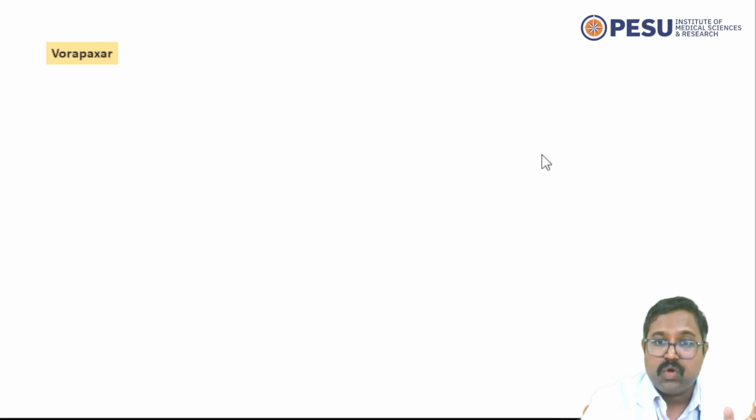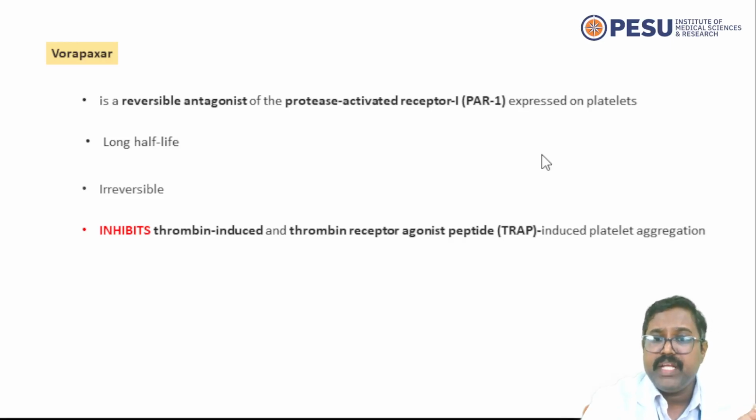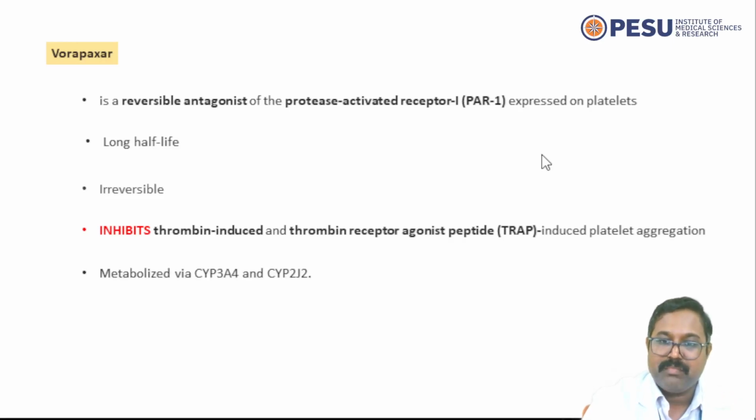So coming to the newer drug, that is vorapaxar, a reversible antagonist of protease activated receptor, or an antagonist of PAR1 receptor expressed on platelets. It has got long half-life and also it irreversibly inhibits the thrombin induced and thrombin receptor agonist peptide induced platelet aggregation as well. So previously what we said, it's a reversible PAR1 antagonist, and also it is an irreversible inhibitor of thrombin induced, thrombin receptor agonist peptide induced platelet aggregation. Again metabolized by 3A4.